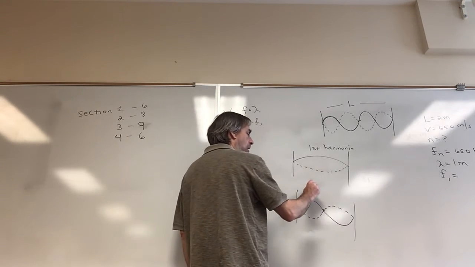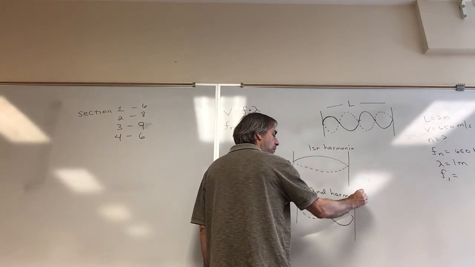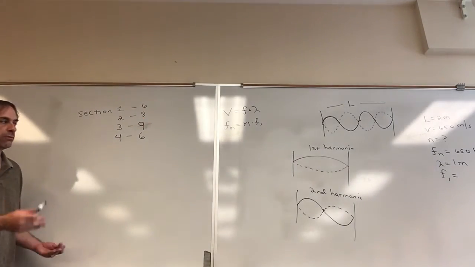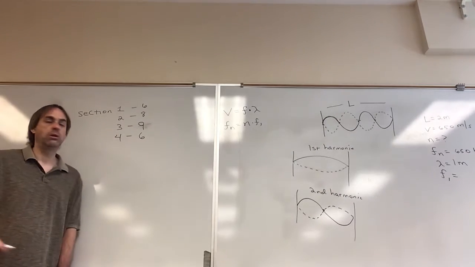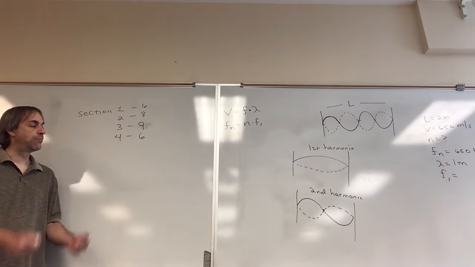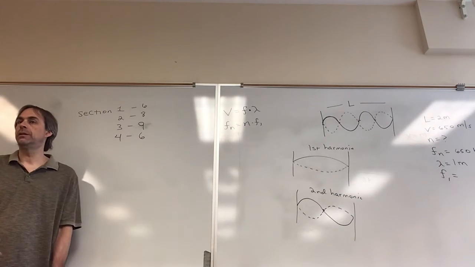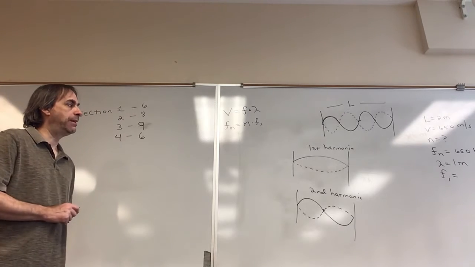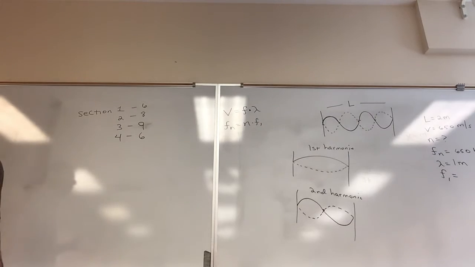Now you don't have to draw all the pictures. But the first harmonic, you could say, has a total of 2 nodes, 1 at each end. The second harmonic has a total of 3. So what you can do is just count the number of nodes, including the endpoints, and subtract 1. To get to the next harmonic, you just add 1 node. So in general, the harmonic would be the total number of nodes, which include the endpoints, minus 1.